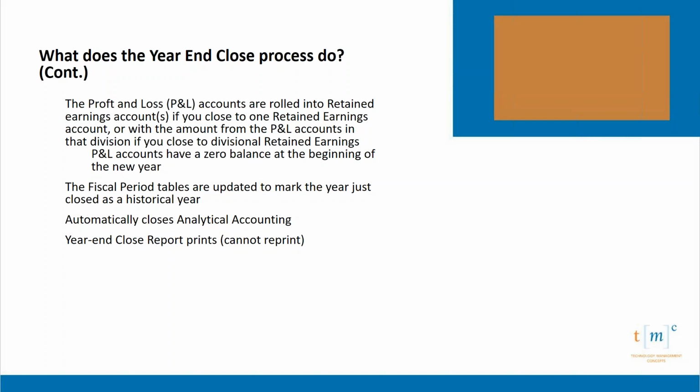P&L accounts get rolled into retained earnings, or if you have it set up with divisional, you can have multiple retained earnings accounts. Fiscal period tables get updated to mark the year just closed as a historical year. This automatically closes analytical accounting, and the year-end close report prints at this point.